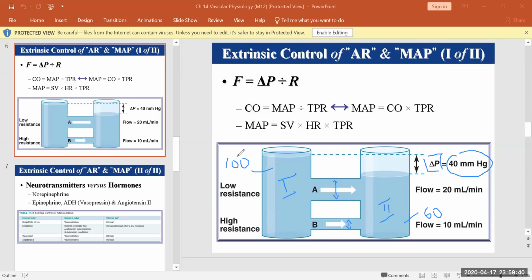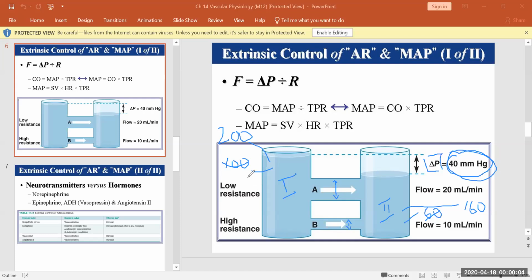Now, if you change that, instead of 100, you increase it to 200. So if the pressure here in compartment 1 is 200, and this one is 160, you still have the same pressure gradient of 40. You see what I meant by that?